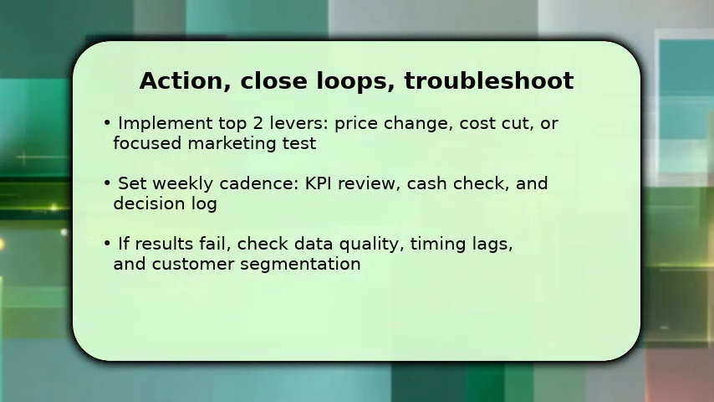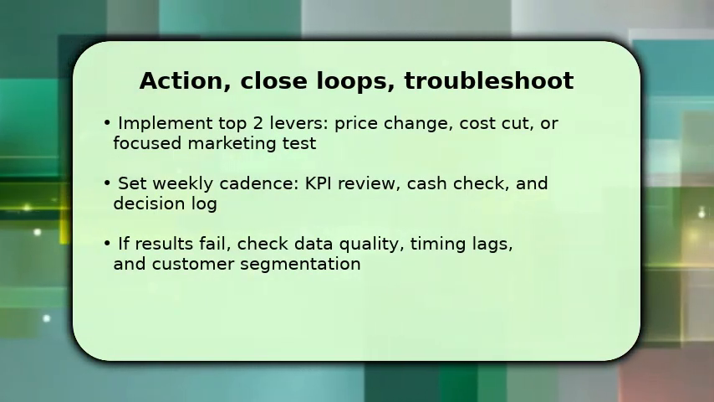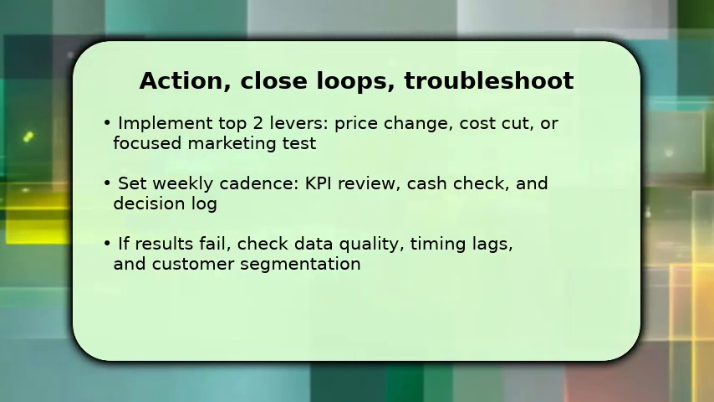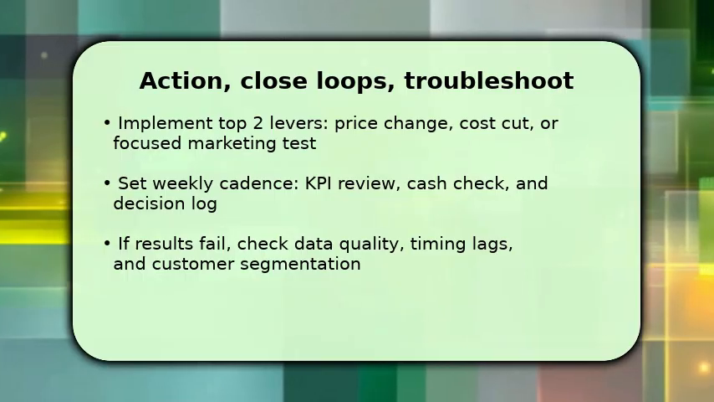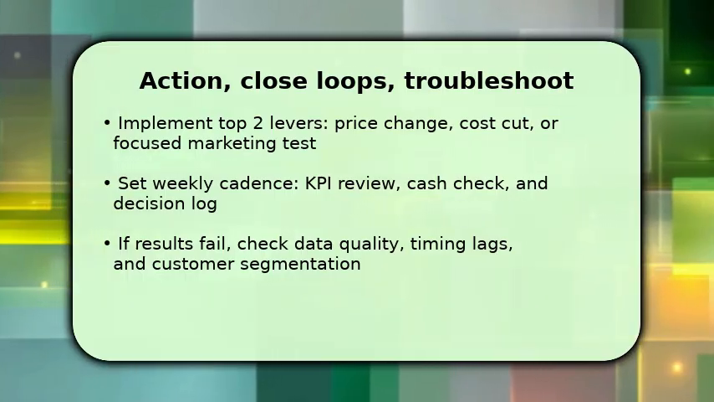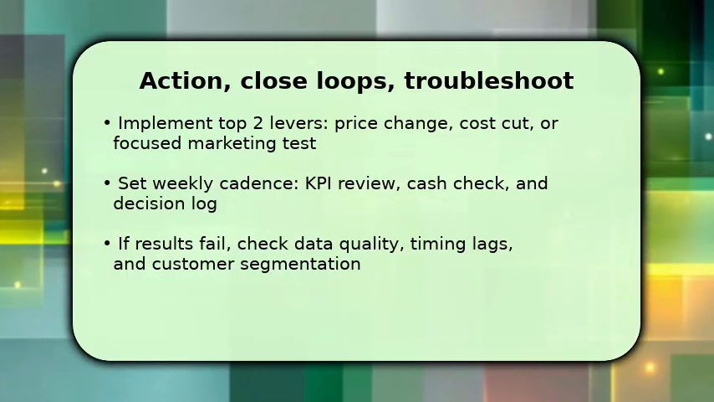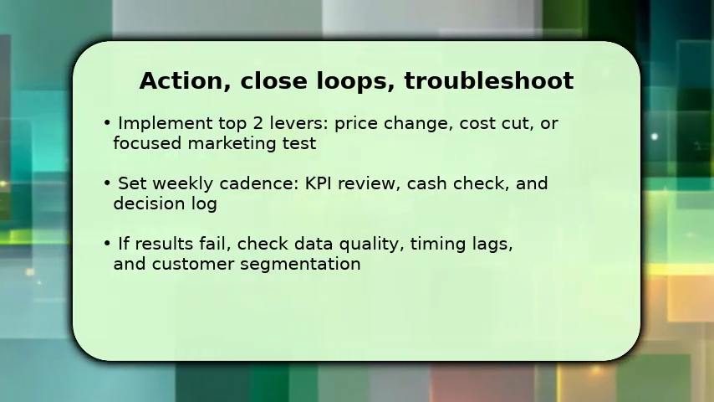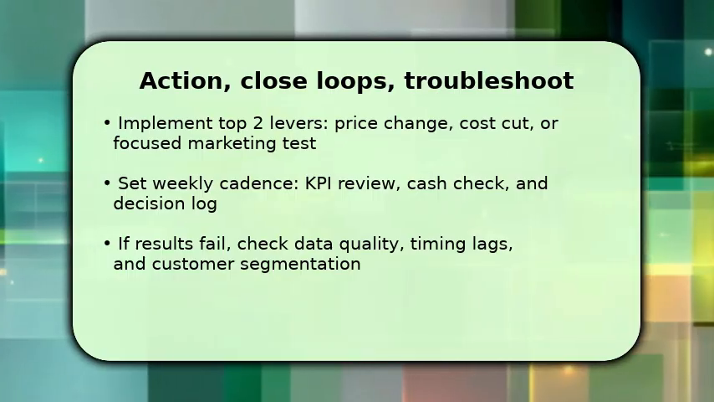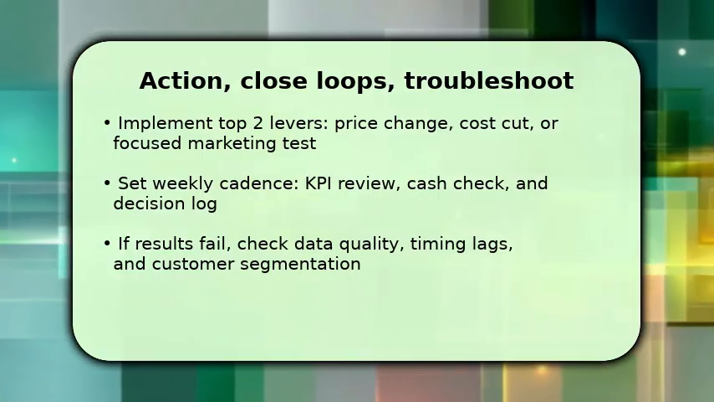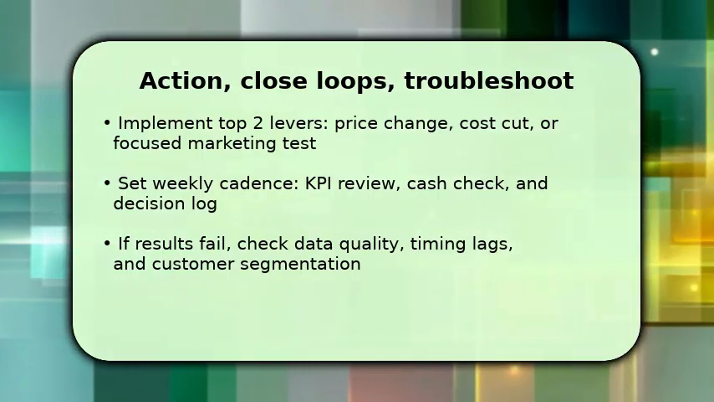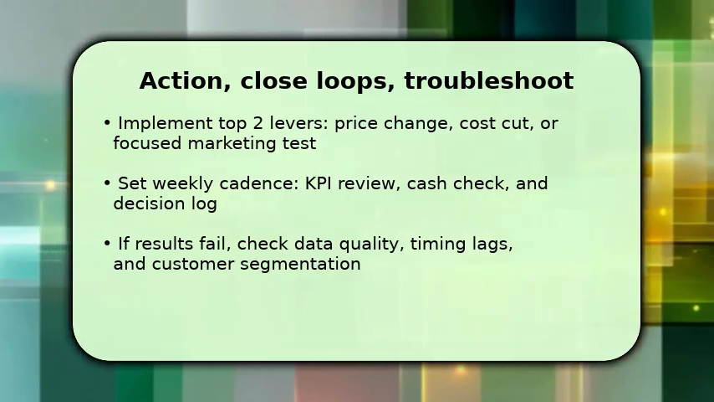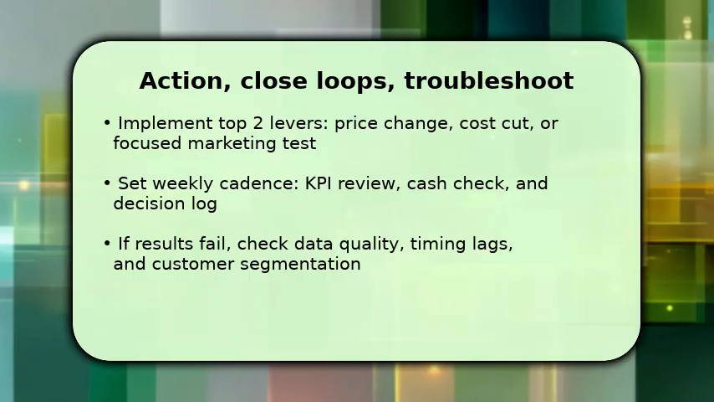Execute the plan by applying the top 2 levers your models identified: raise price, cut a specific cost, or run a focused marketing test, and measure the immediate impact. Once done, close the loop with a weekly cadence. Review KPIs, verify cash position, and record decisions in a simple log so you learn. If outcomes disappoint, first troubleshoot data quality and timing lags, then resegment customers to ensure you targeted the right group before changing the playbook again.